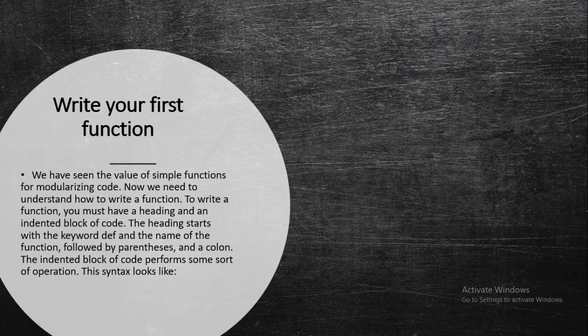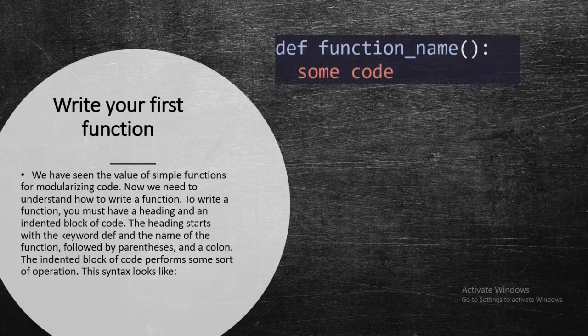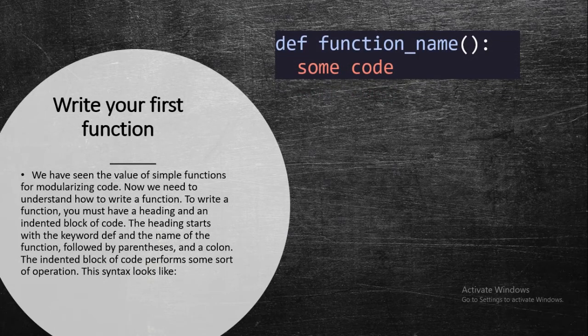Now let's write our first function. So we have seen the value of simple functions for modularizing code. Now we need to understand how to write a function. Actually, to write a function, you must have a header and an indented block of code. The header starts with the keyword def and the name of the function, followed by parentheses and a colon. The indented block of code performs some sort of operation. This syntax looks like this. We have def, then the function name, 2 parentheses, colon, then an indented block that will contain our code.